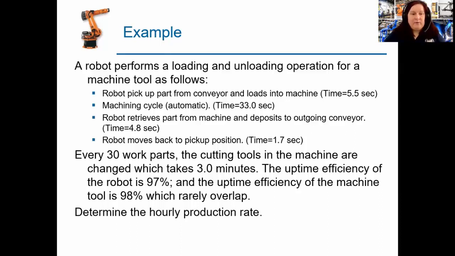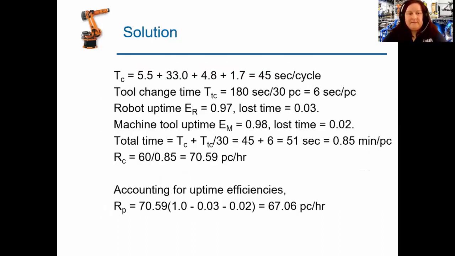So how much time do we need for all of this? If we're only machining one part, we need 5.5 plus 33 plus 4.8 plus 1.7. Now, if we would do 30 work parts, the cutting tool and the machine are changed, which takes 3 minutes. The uptime efficiency of the robot is 97%, and the uptime efficiency of the machine tool is 98%, which rarely overlap. So here the question is, what will be the hourly production rate?